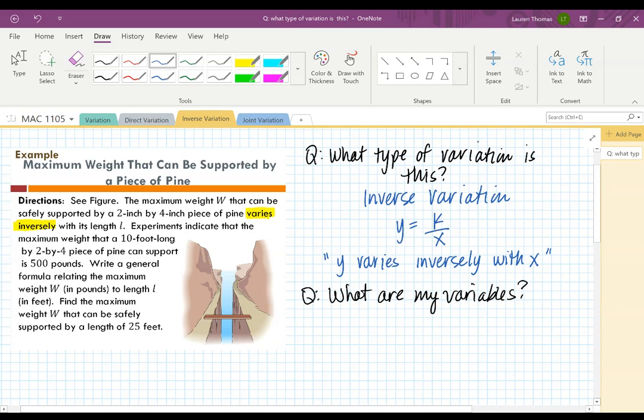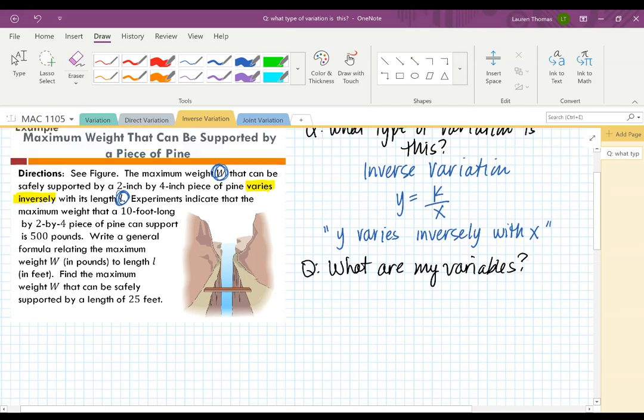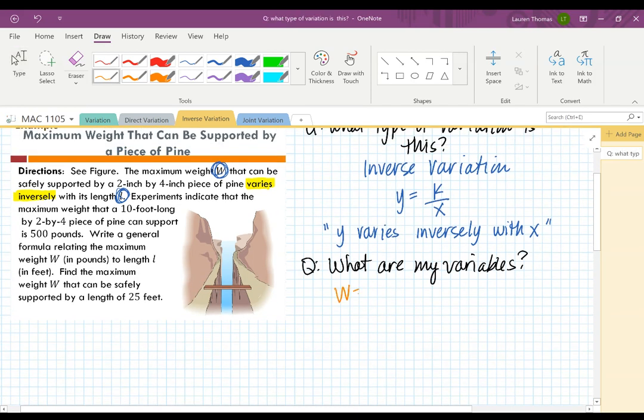So right here in the first sentence, I see that I no longer have y and x, but I have W and I have L. Okay, so let me go ahead and record those for us. All right, so we have W, which they tell us is the weight. Well, they actually call it maximum weight, so let me be specific. All right, and the other one that we have is L, which they tell us is the length.